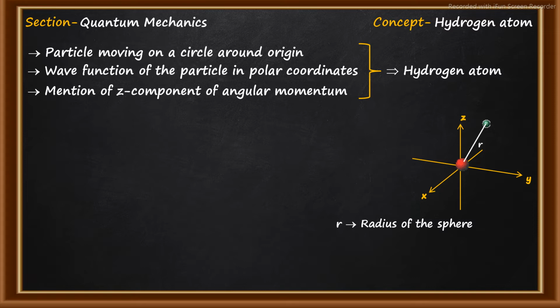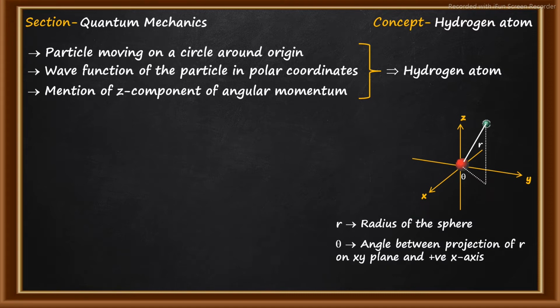The second variable is theta, the angle between the projection of r on the xy plane and the positive x-axis. And lastly, the angle phi is the angle between r and the positive z-axis. So these are the three variables used to describe spherical polar coordinates in the case of the hydrogen atom. In our case here, the particle is moving on a circle around the origin in the xy plane, and it is actually making a conical shape following an angle phi with the z-axis.